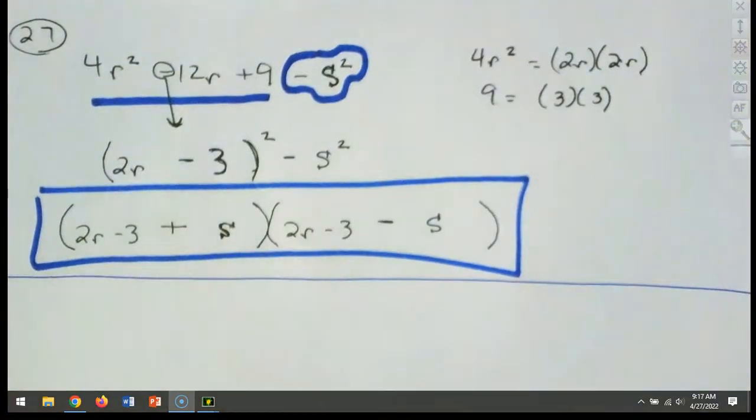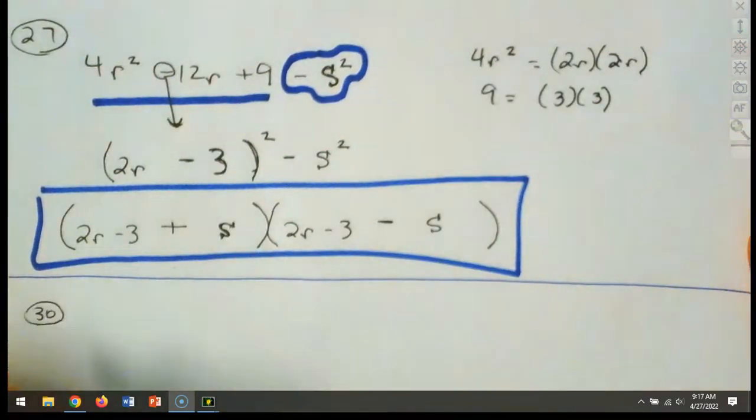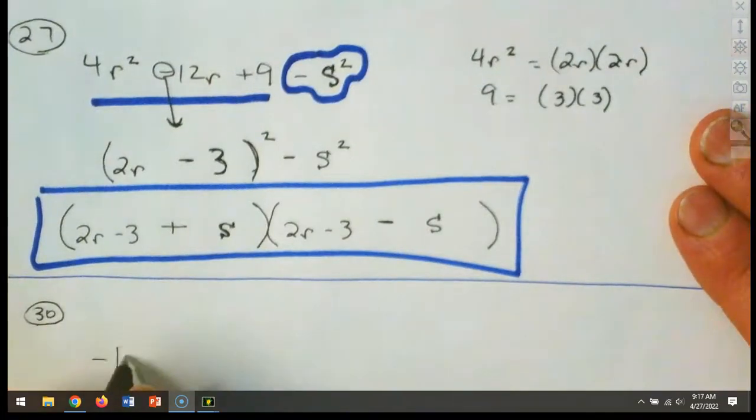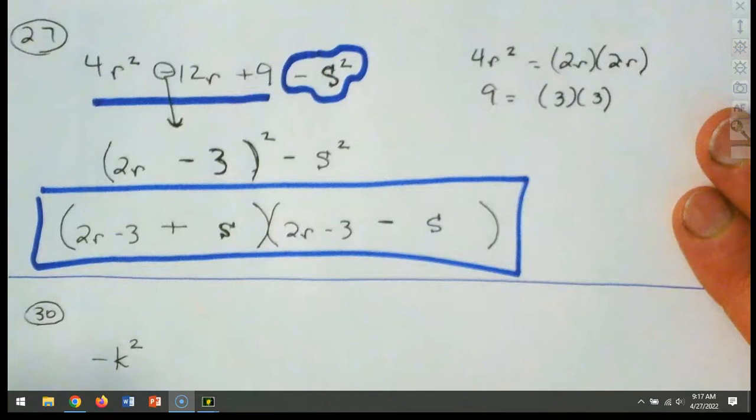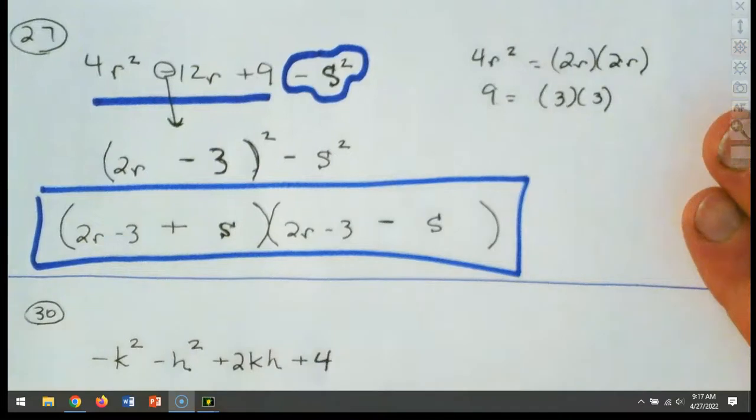Okay. Let's try another one here. This one we're going to have to do in a little bit different order. How about question 30? So question 30 is a minus k squared minus h squared plus 2kh plus 4.